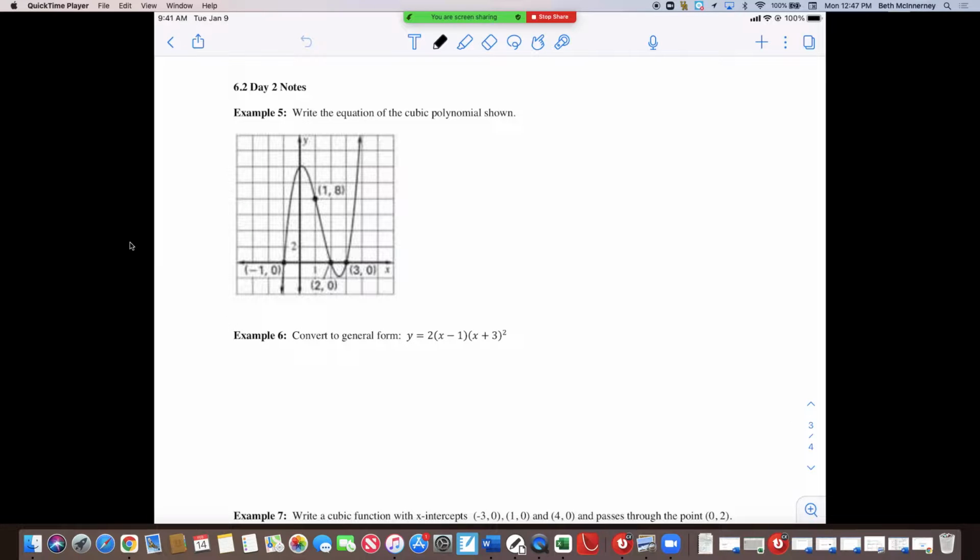We actually did this on Friday, okay? This one's not a new one for us. So this ties into my table talk. It asks you to write the equation of the cubic polynomial shown. So what should be my first step?